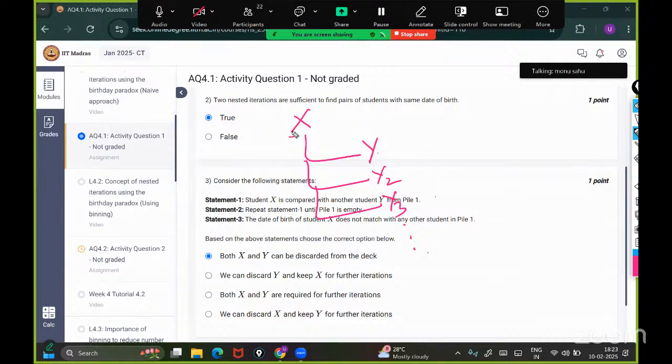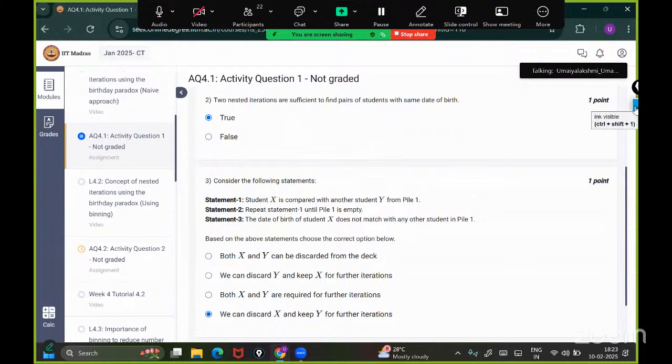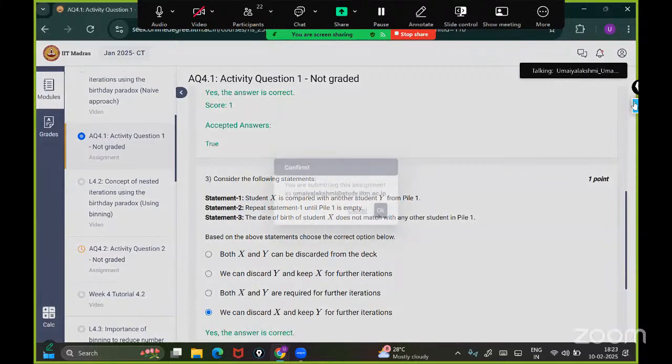Which one do we have to remove? X or Y, or do we have to keep both? X is removed. Exactly, X has to be removed because it did not match. Can you see here? This is checked with all other cards, but no match is found. Then there is no need to keep that card. We can just remove this card, take this Y card again, and check it against all the other cards. So here the answer will be discard X and keep Y for the further iterations.